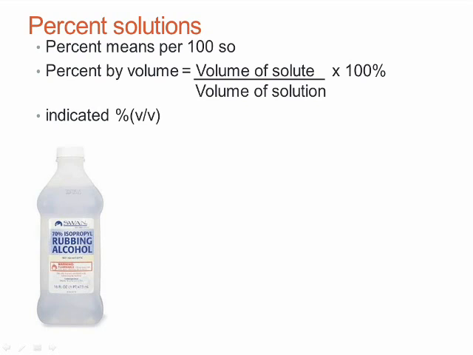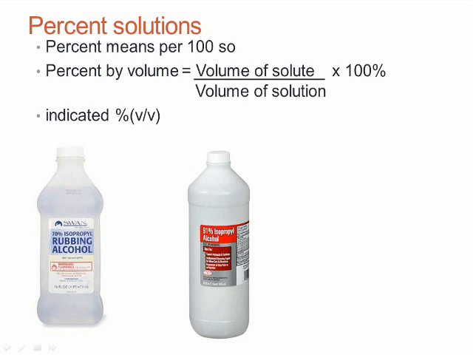Most of us have 70% isopropyl rubbing alcohol, also called propanol. This basically just means it's 70% isopropyl alcohol in water, as opposed to 91% isopropyl alcohol. That would be in 100 mils of water. So the solute is the alcohol, the solvent is water.